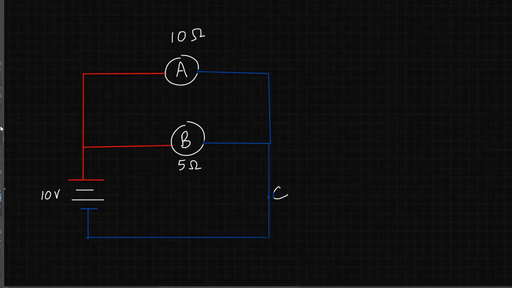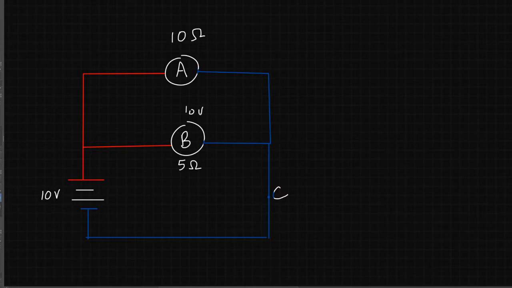And if they have the same pressure drop, that's going to help us. It's going to be a 10-volt pressure drop here, and a 10-volt pressure drop right here. They both see red to blue. That's 10 volts in this problem.